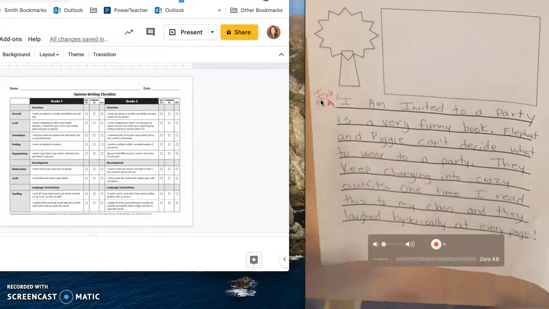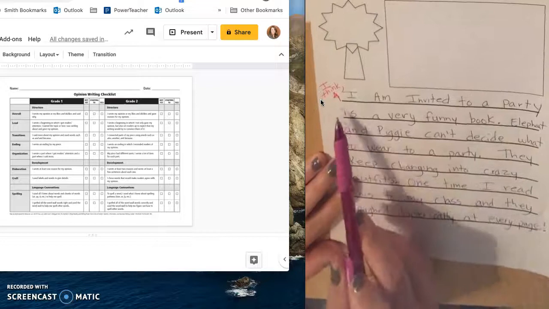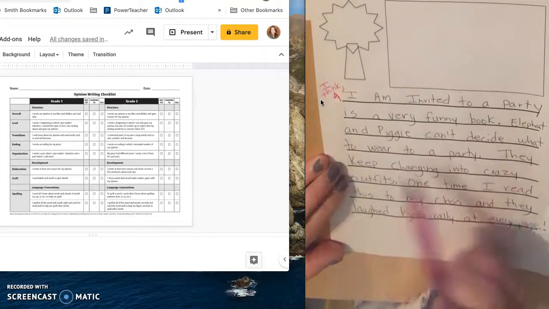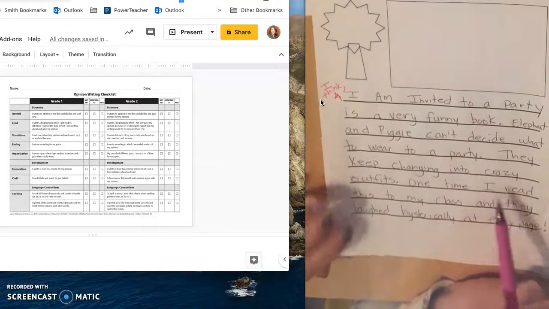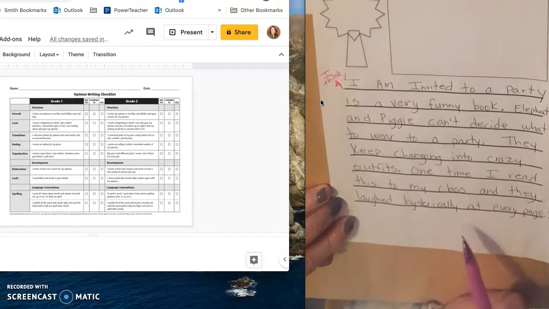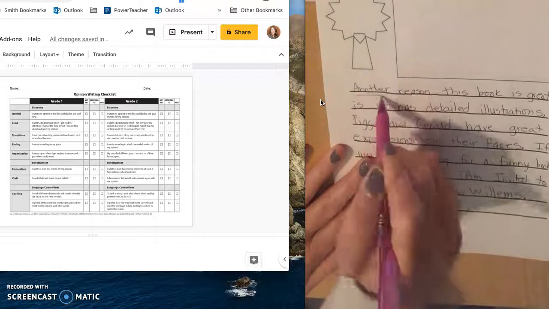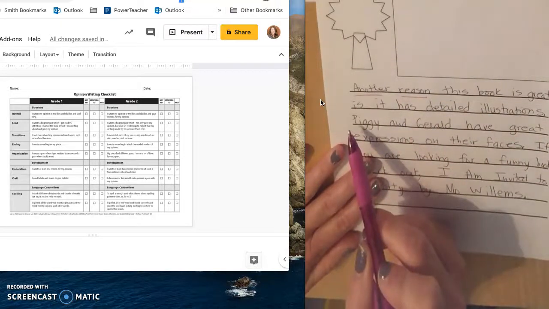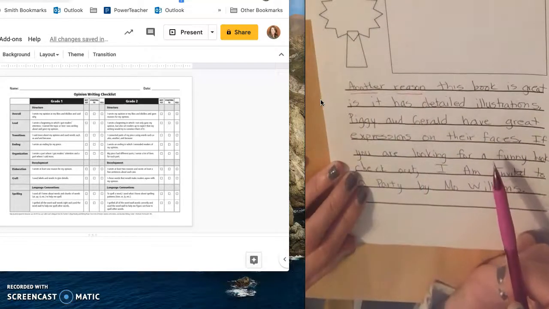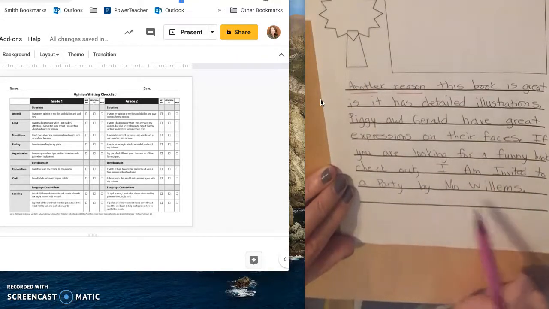We are going to start right here where I left off, because the first part was about my beginning. I think "I Am Invited to a Party" is a very funny book. Elephant and Piggy can't decide what to wear to a party. They keep changing into crazy outfits. One time I read this to my class and they laughed hysterically at every page. Another reason this book, so that's a transition, another reason this book is great is it has detailed illustrations. Piggy and Gerald have great expressions on their faces. If you are looking for a funny book, check out "I Am Invited to a Party" by Mo Willems.